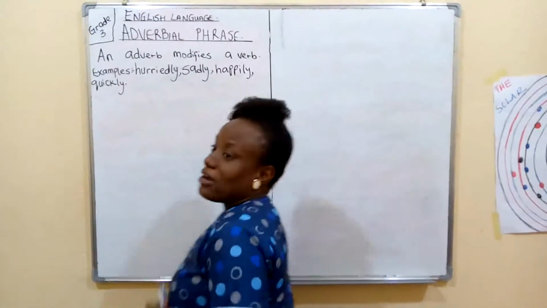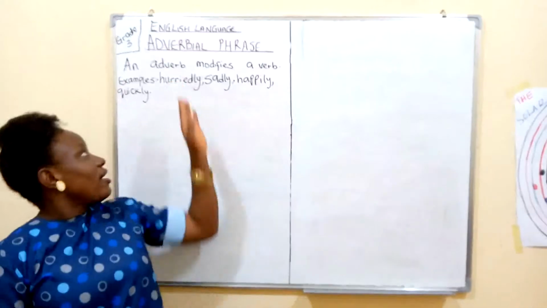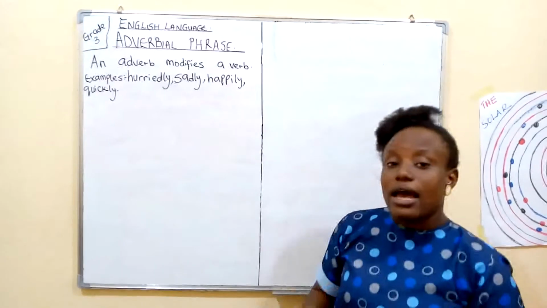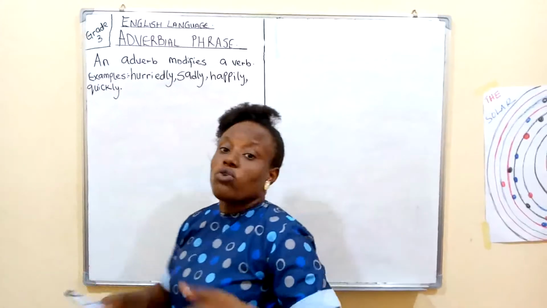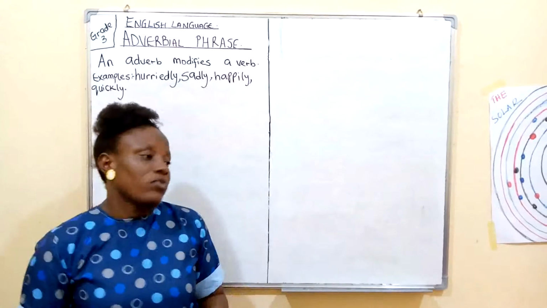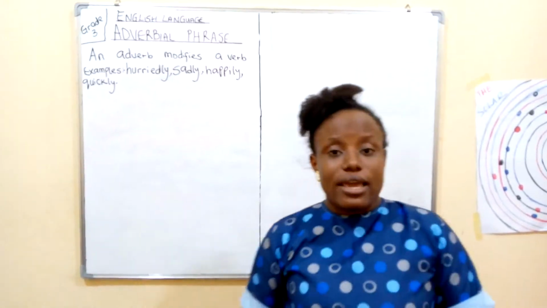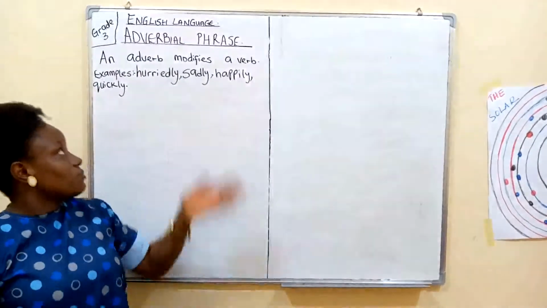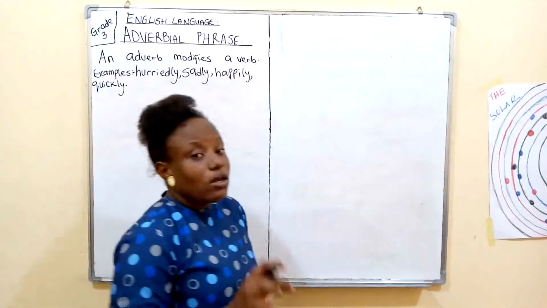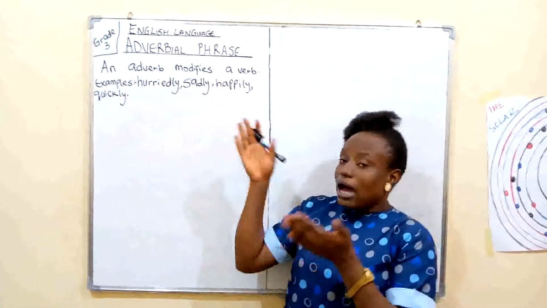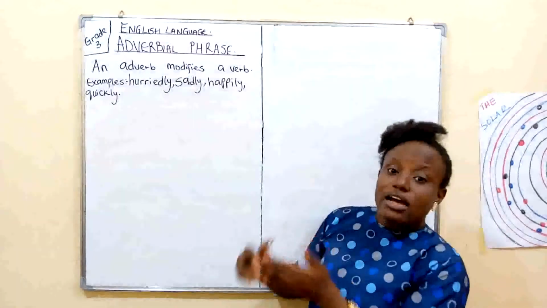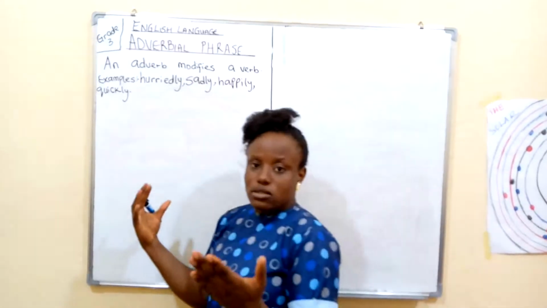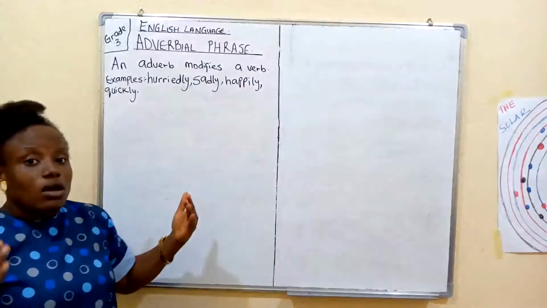Now, for a start, I'm going to be looking at the word adverb. We have been taught what an adverb is, so I'm just going to refresh our memory. It's not something that we've not done before. An adverb modifies a verb. Now, how does it modify a verb? Yes, it modifies a verb because a verb is an action or a doing word. So an adverb tells us how that action took place, how the action was done.